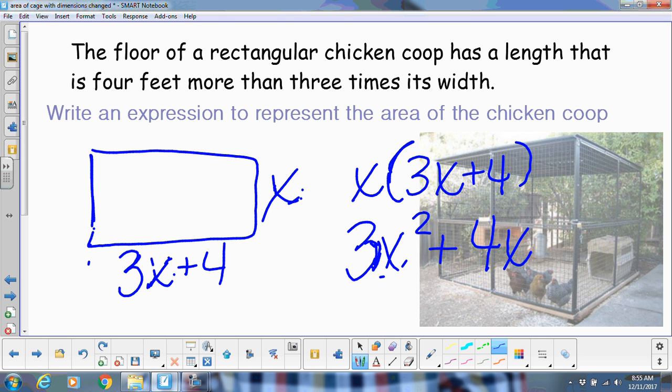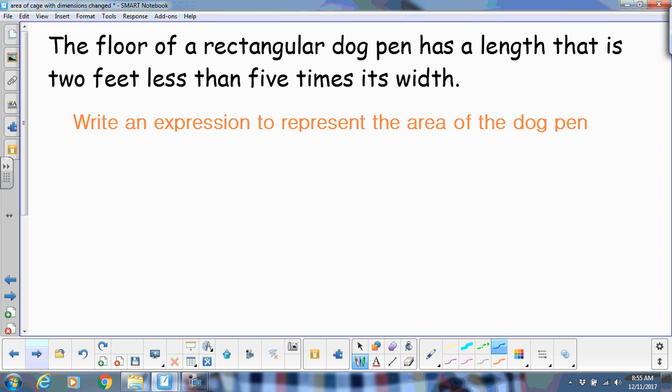The 4 is not attached to the x. All right, try this one.